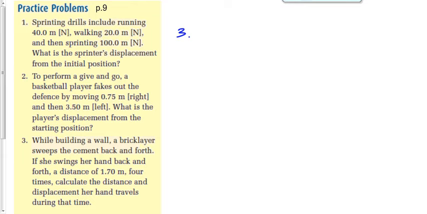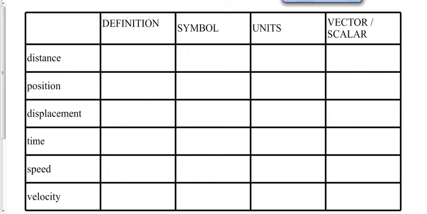Give you a few minutes to work on that, and then we'll take a look at one or two of those and let you do the rest of them for homework. All right. We're going to define three more terms now. Well, we're going to define two of them, I should say, and describe three of them. Time, speed, and velocity.